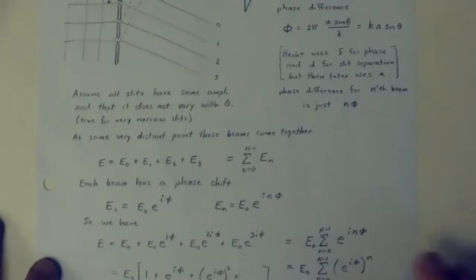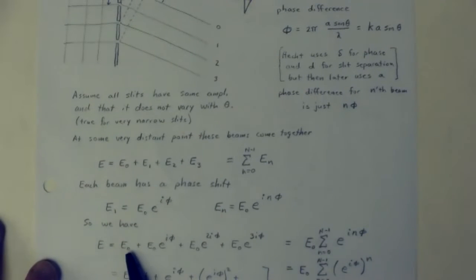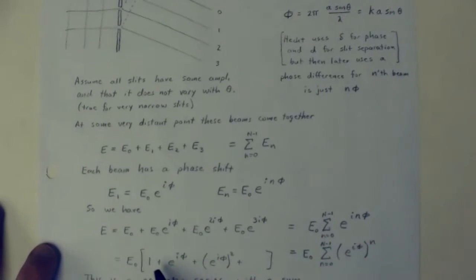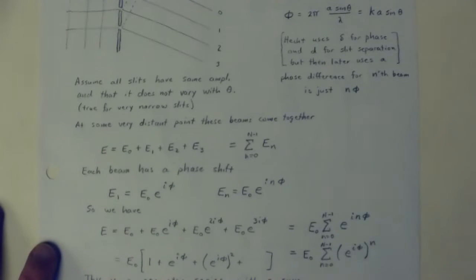So what we've got now is a sum of terms, E0, then E0 e to the i phi, E0 e to the 2i phi, and so on up the line. You can write that in summation language over here if you like. We can factor out the E0, and what we're left with is this sum. And do you know what kind of a sum this is? You have a name for that?